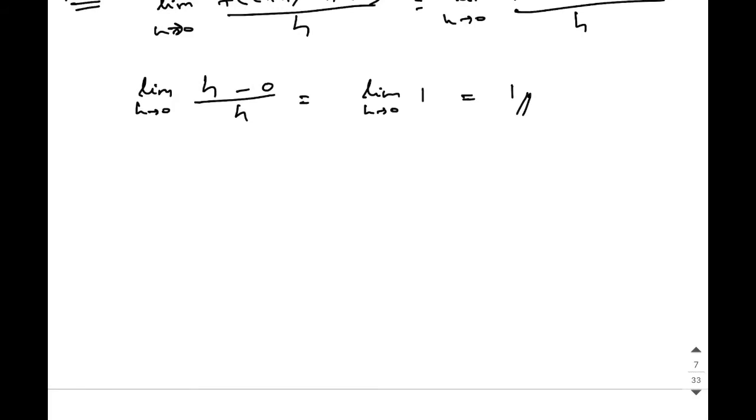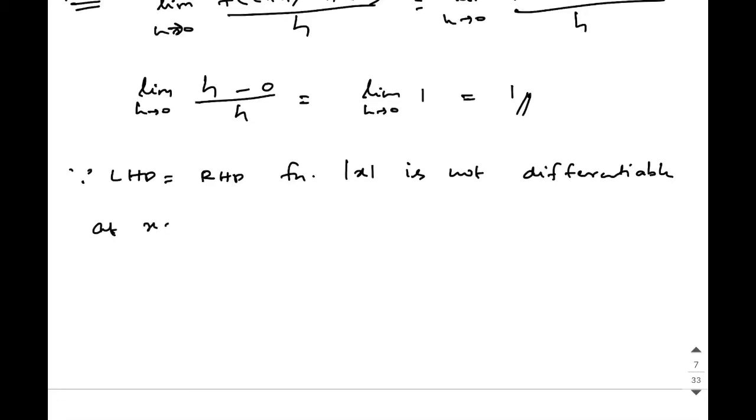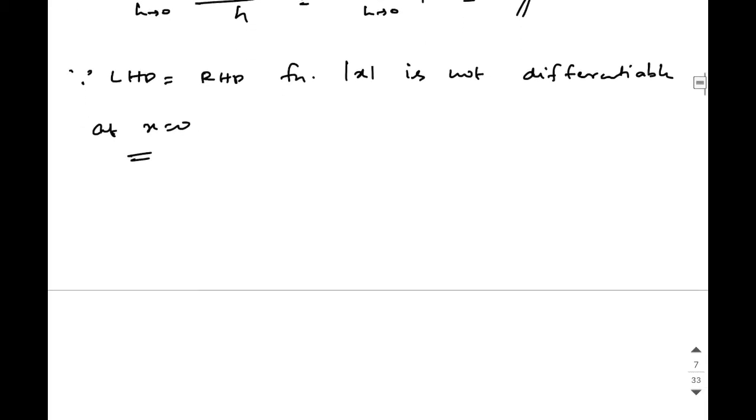From this we can conclude that since the left hand derivative is not equal to the right hand derivative, the given function mod x is not differentiable at x equal to 0. So this is the proof. In your exam for CBSE, you can stop with this. Now I'll explain a different way of visualizing this. Try to understand, this is only for your understanding. You need not apply it in the exam.